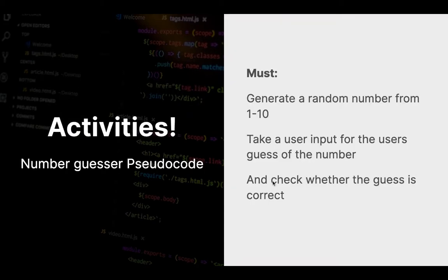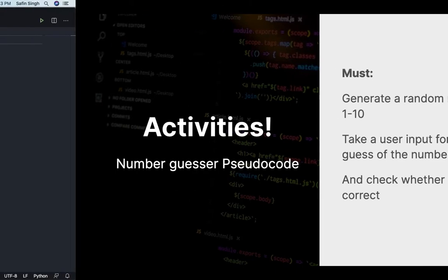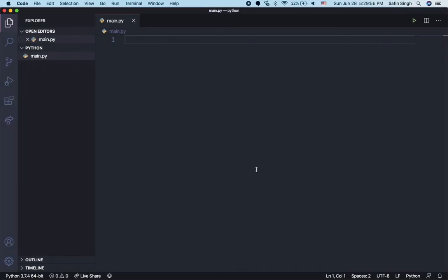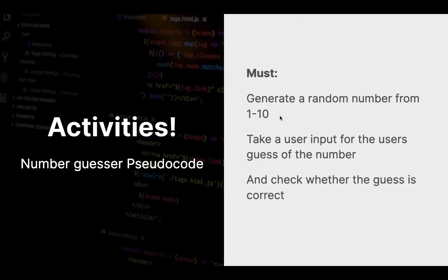Let's do some activities. The first one we're going to do is a number guesser. It must generate a random number from 1 through 10, take a user input for the user's guess of the number, and check whether the guess is correct. I have VS Code open here, and I'm just going to start writing some pseudocode. The first thing that we need to do is to generate a random number from 1 through 10.